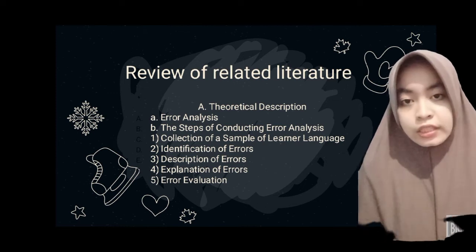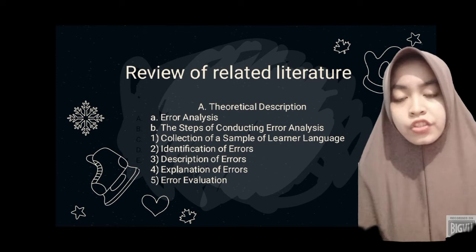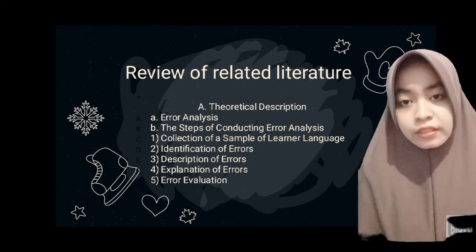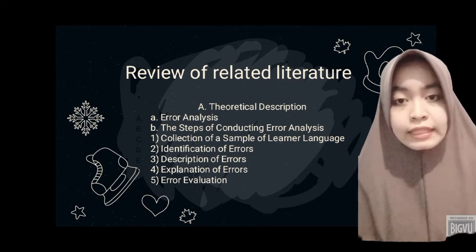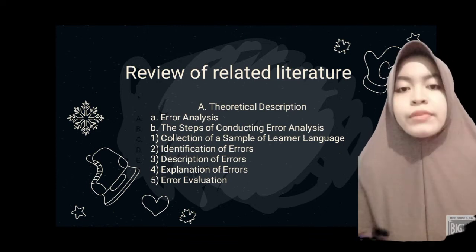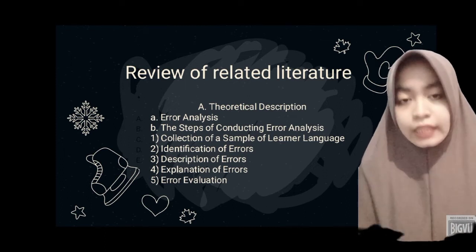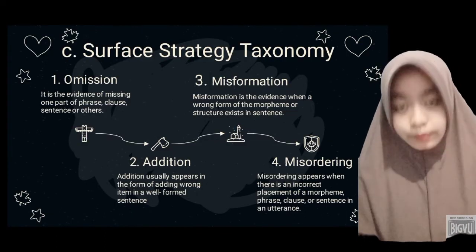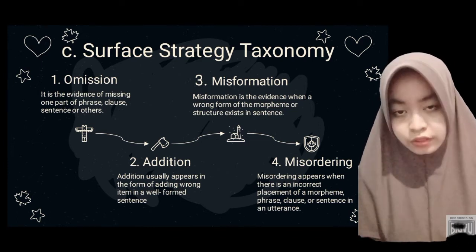Surface strategy taxonomy. Surface strategy taxonomy concerns the way of surface structures differing from the well-formed utterance. Dulay claimed that there are four categories to differentiate learners' errors. The first one is omission, and then addition, misformation, and then the last one is misordering.